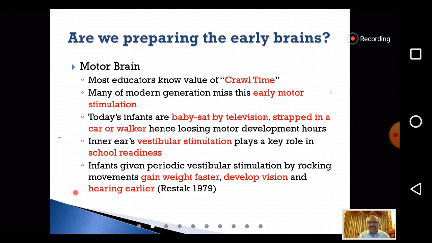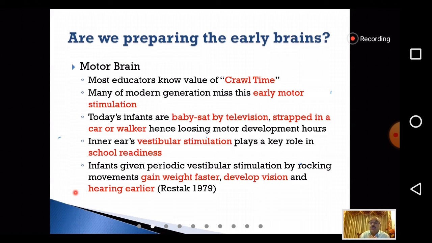They were strapped in the car seat. They're sitting right there, okay? And you go and put the baby in the babysitter's place, and that babysitter will put the baby in the baby seat in front of the TV. So where are the vestibular movements? Where are the motor movements? Where is the baby trying to learn walking? Every phase is delayed, and those kids are not school ready.